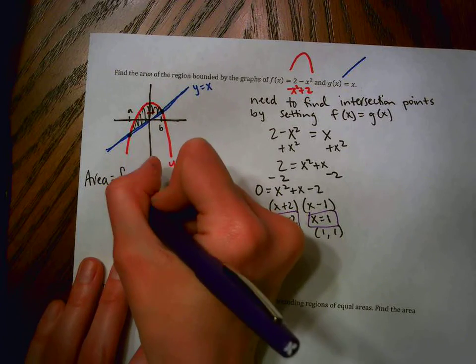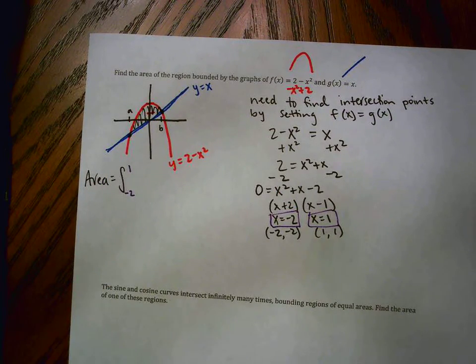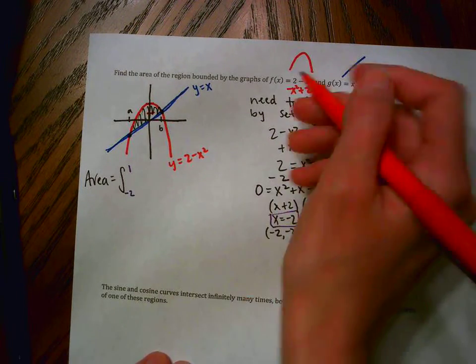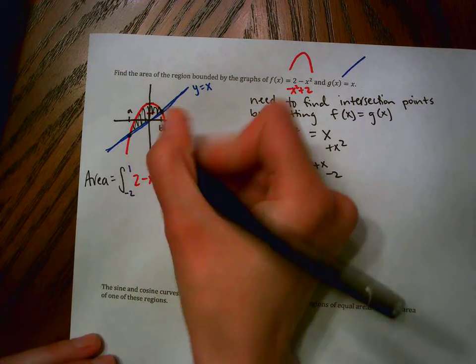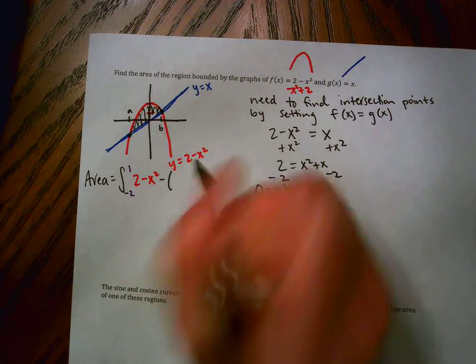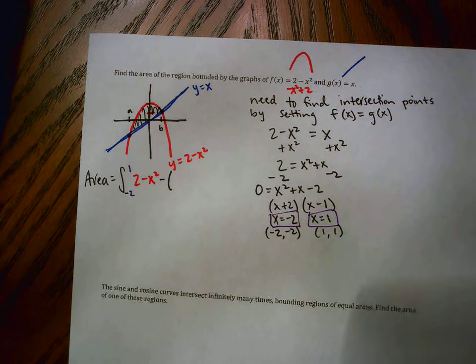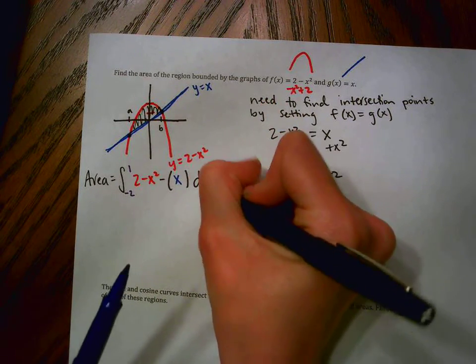So our area starts at -2, ends at 1, and then we do top minus bottom. So our top function is 2 minus x squared, and then you do minus, and then I always put the bottom function in parentheses, which is just x in this case, g of x, dx.